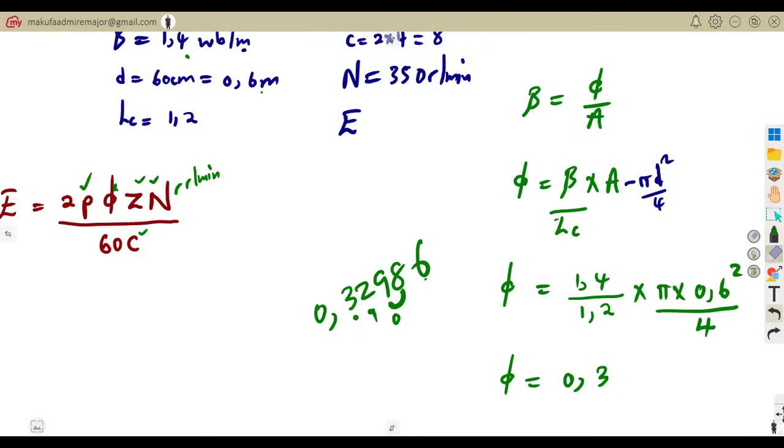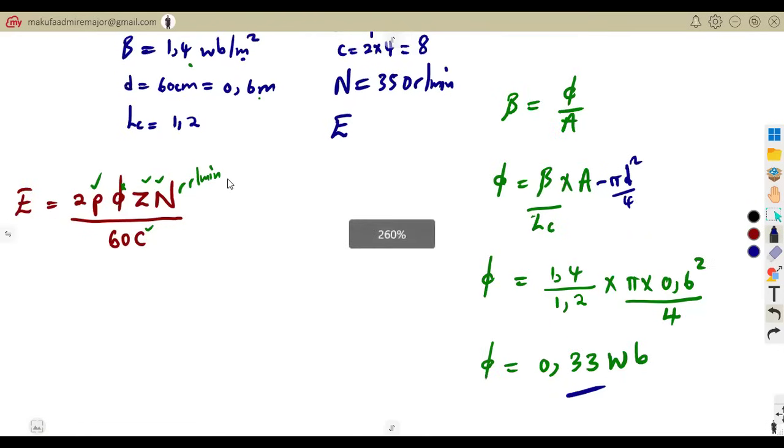It's going to be 0.330 there, which is just 0.33 Webers to 3 decimal places. If you fix your calculator, it's going to give you that directly, okay? If you fix your calculator, guys, it's just going to give you that answer with a 0 there. So with this, we can now substitute because we now have the flux. E can be calculated just like that.